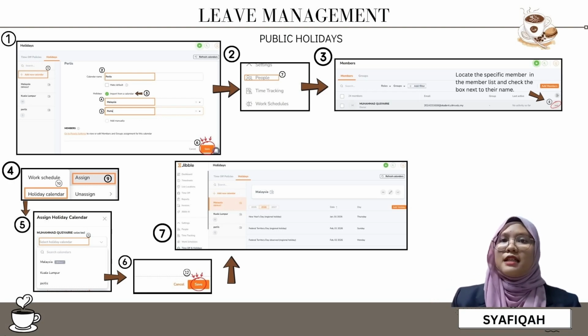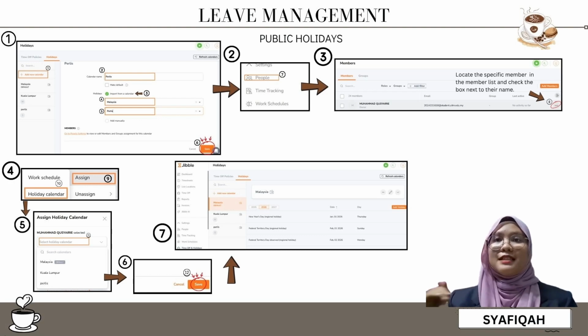You will then repeat exactly the same steps to create a second calendar. Now we need to assign this calendar to the right people. Firstly, we need to click to go to the people settings hyperlink.